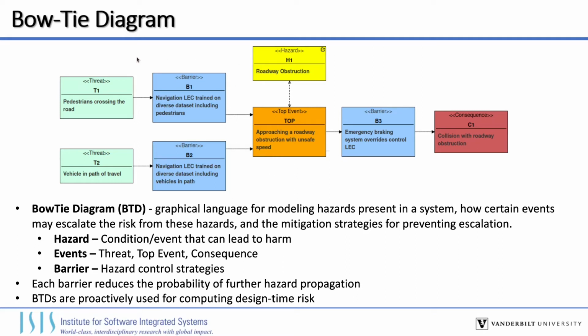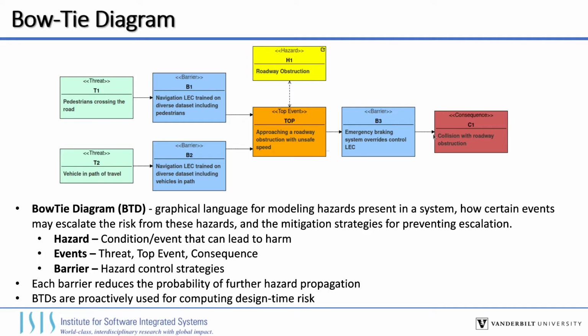So our first line of defense is we simply train the LEC on a diverse data set, which includes both pedestrians and vehicles entering our path of travel. If these barriers fail, so say a threat occurs, a pedestrian steps out in the road, if our LEC fails to recognize that, then the threat may escalate to a more severe event, which is a top event in this case. So this is where we're approaching the obstruction unsafely.